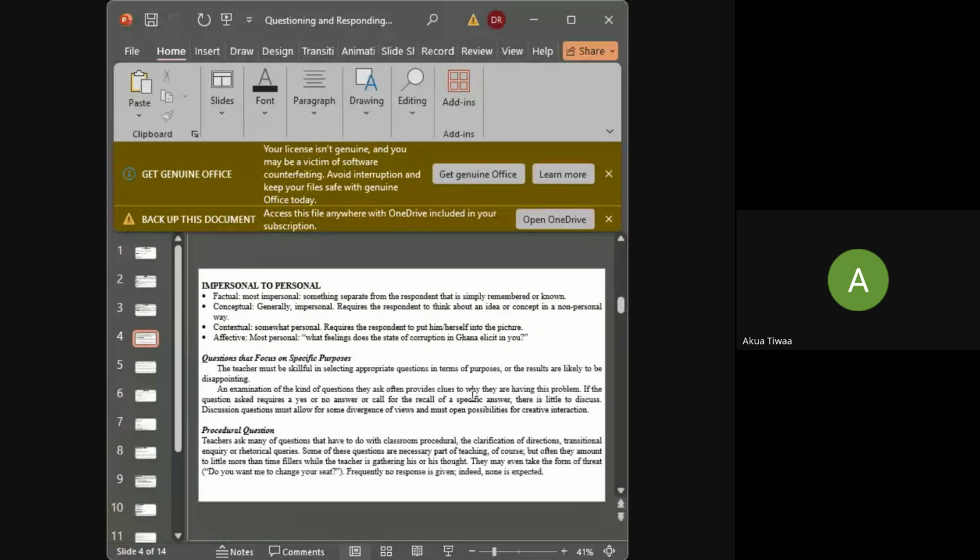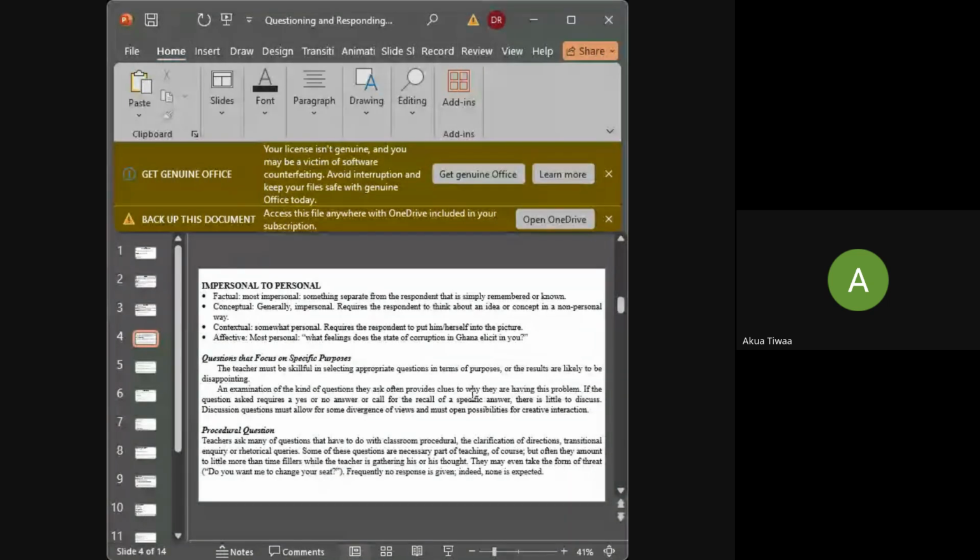Then we have affective. This one is mostly personal. What feelings does the state of corruption in Ghana elicit in you? So how do you feel? Like the state of galamsey in Ghana, how do you feel? What feelings can we get from you? So here you start saying, as for me, galamsey is spoiling our water now. Most people can't get water because our water bodies are bad. And this is most personal, because you will be talking with passion.